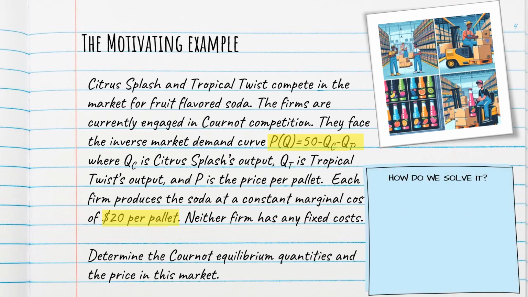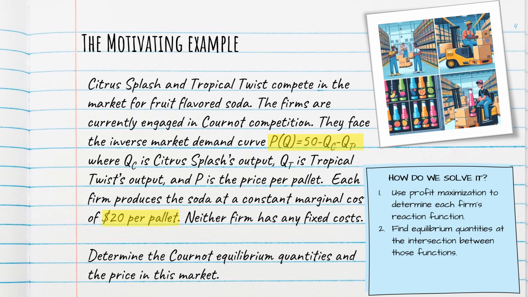How are we going to solve this question? First, we will use profit maximization. In particular, we'll set marginal revenue equal to marginal cost to determine each firm's reaction function. Then we'll find the equilibrium quantities at the intersection between those reaction functions. This will technically be a Nash equilibrium. Once we know the Nash equilibrium quantities, we will plug them into the inverse demand curve to find the market price.